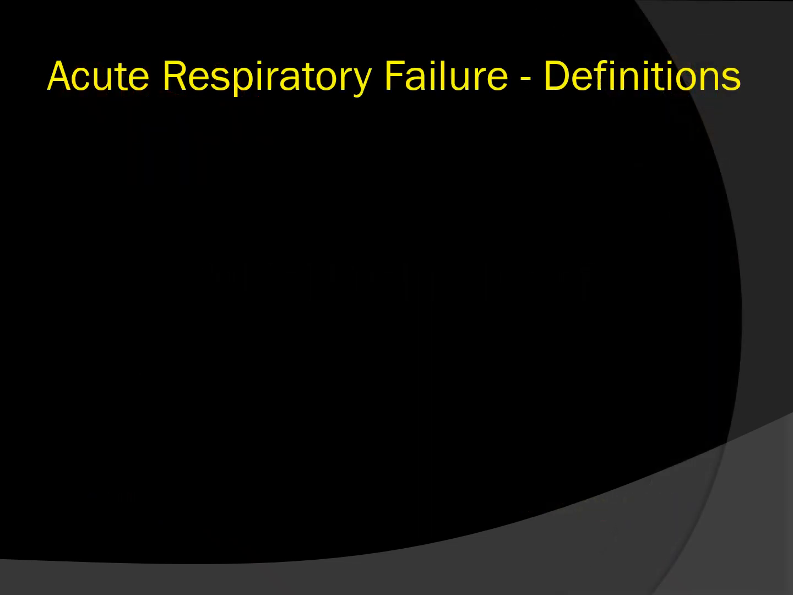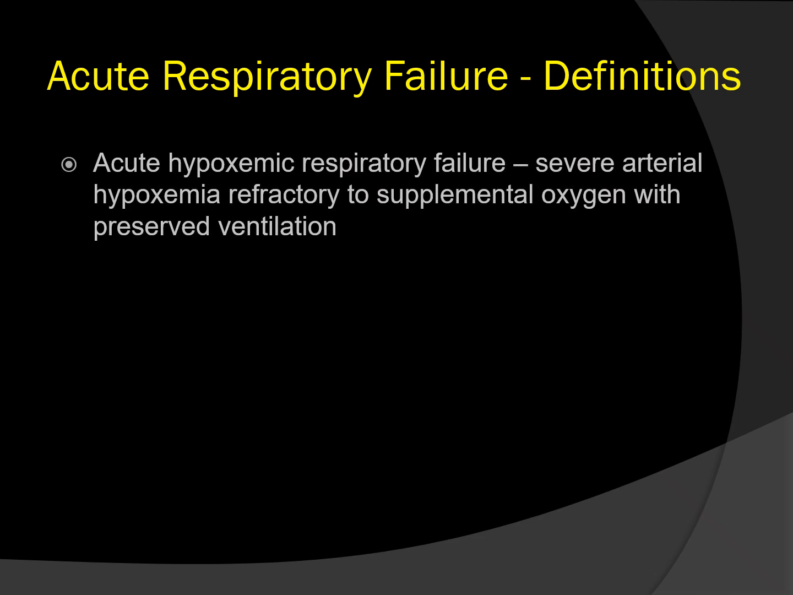So let's start with some basic definitions. We typically divide acute respiratory failure into three broad groups: acute hypoxemic, acute hypercapnic, and mixed acute respiratory failure. Acute hypoxemic respiratory failure is defined as the presence of severe arterial hypoxemia that is refractory to supplemental oxygen but with preserved ventilation that is either normocapnic or a PCO2 near the patient's baseline.